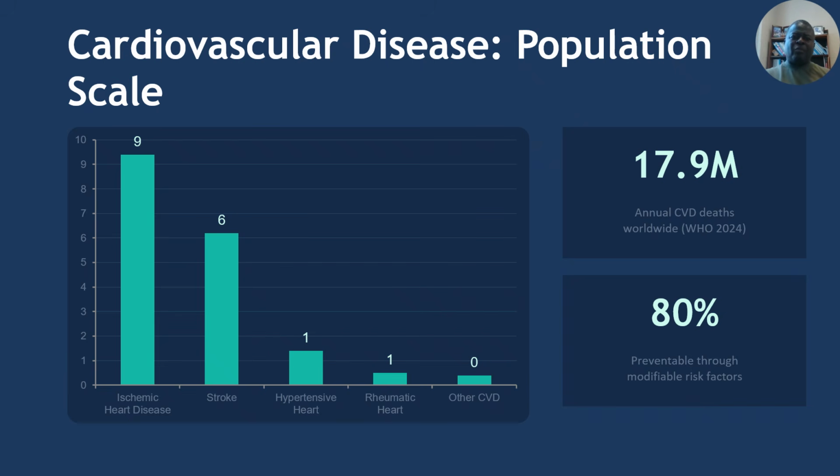So as we've learned from previous slides, cardiovascular disease is the leading cause of mortality worldwide. According to the World Health Organization report of 2024, 17.9 million people died from cardiovascular disease globally, and yet it is a highly preventable disease through modifiable risk factors. Ischemic heart disease and strokes are the leading causes of cardiovascular disease.